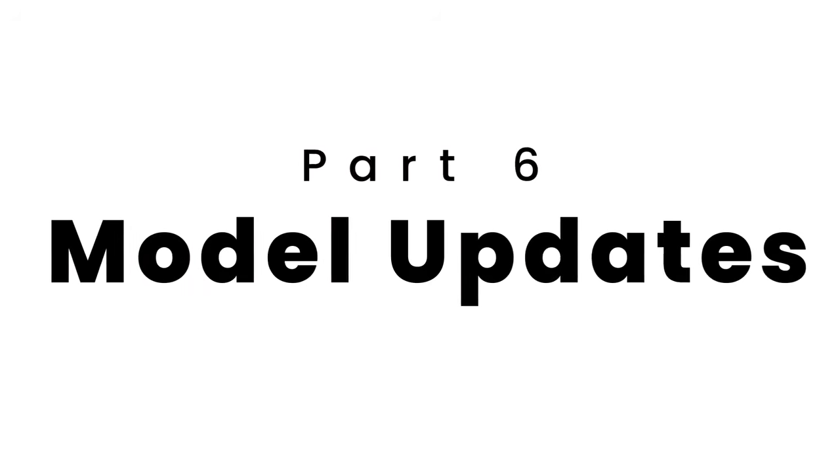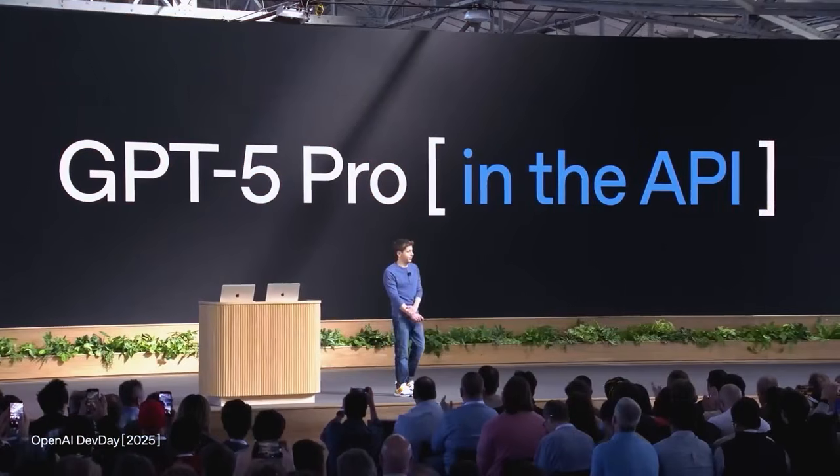Part 6, model updates. Quick model update, GPT-5 Pro is in the API now. This is the smartest model OpenAI has ever shipped, available right now to everyone. Perfect for tasks where you need absolute precision, legal work, financial modeling, healthcare, complex reasoning chains.